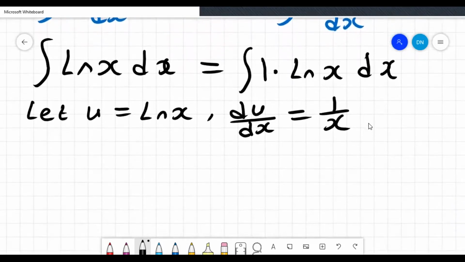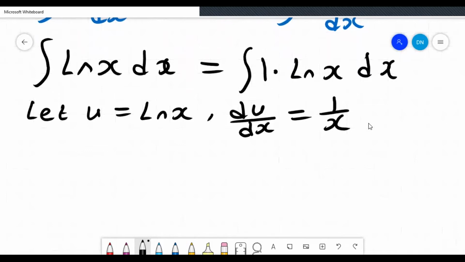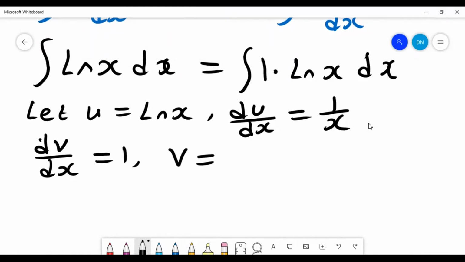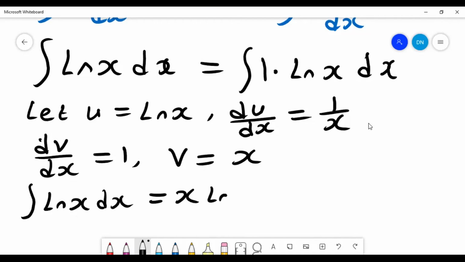After getting u, we need to get v. And we have dv dx as 1. And therefore v is the integral of 1, which is x. So I can comfortably say that the integral of ln of x dx will be equal to, looking at the general formula, u times v, which is x ln of x, minus the integral of v times du dx.